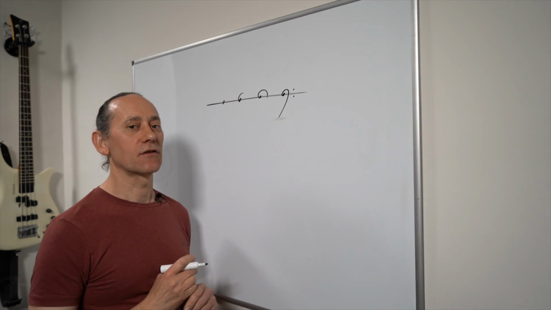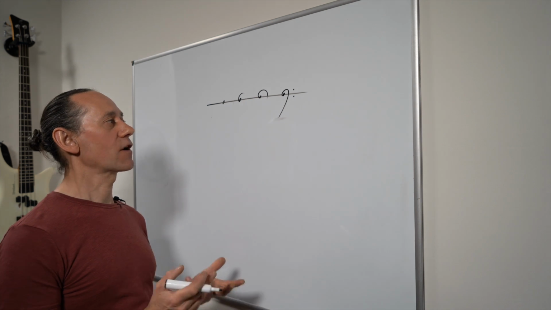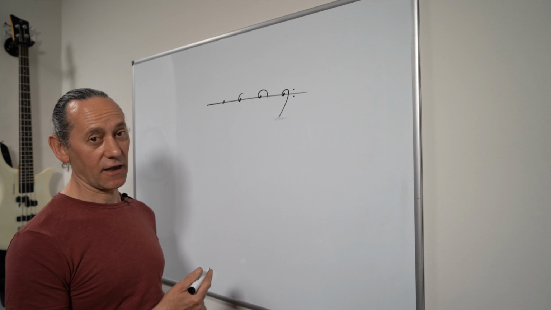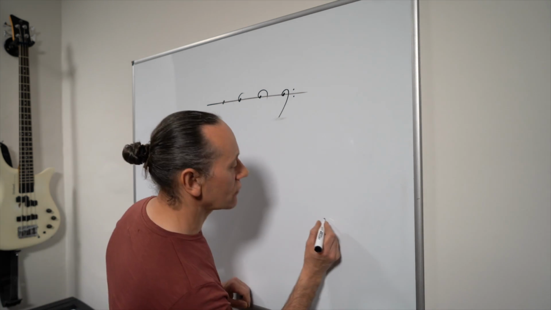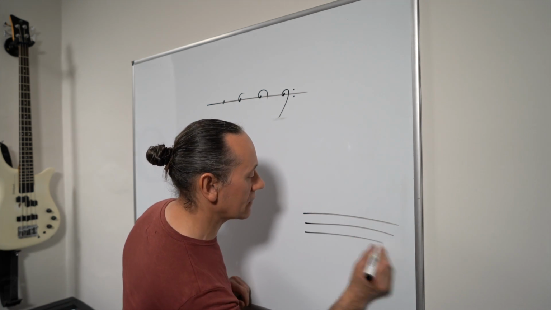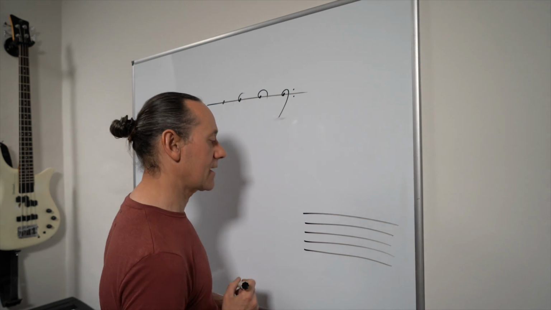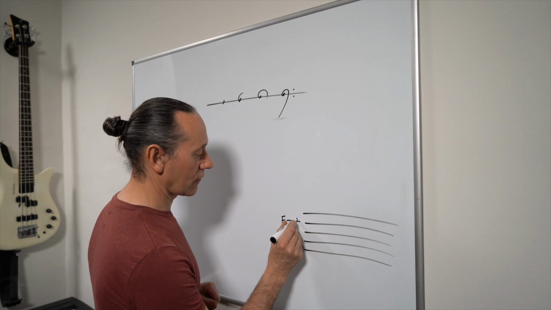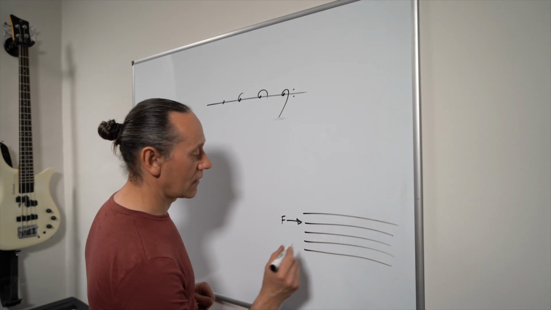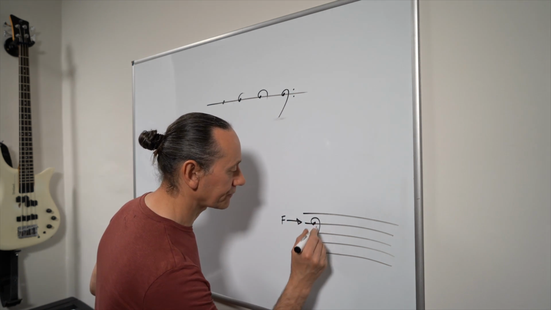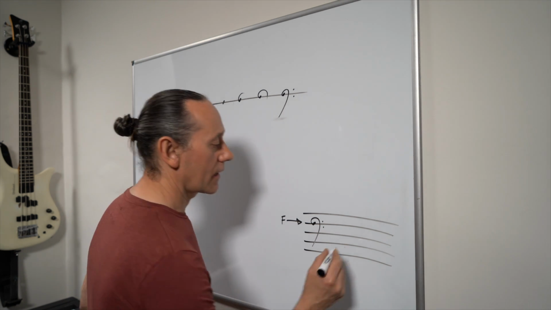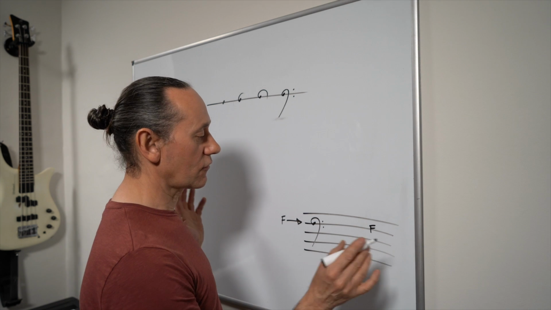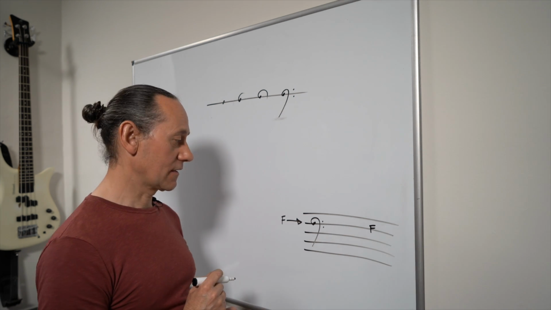And like all clefs, the whole point of this symbol is to identify a particular note. And this is identifying the note F on this line. So in the context of a complete 5-line stave, the line that we're identifying as F is this one, the second top line. So you draw your symbol here, and this is the F line. So any notes on that line are an F of some kind.